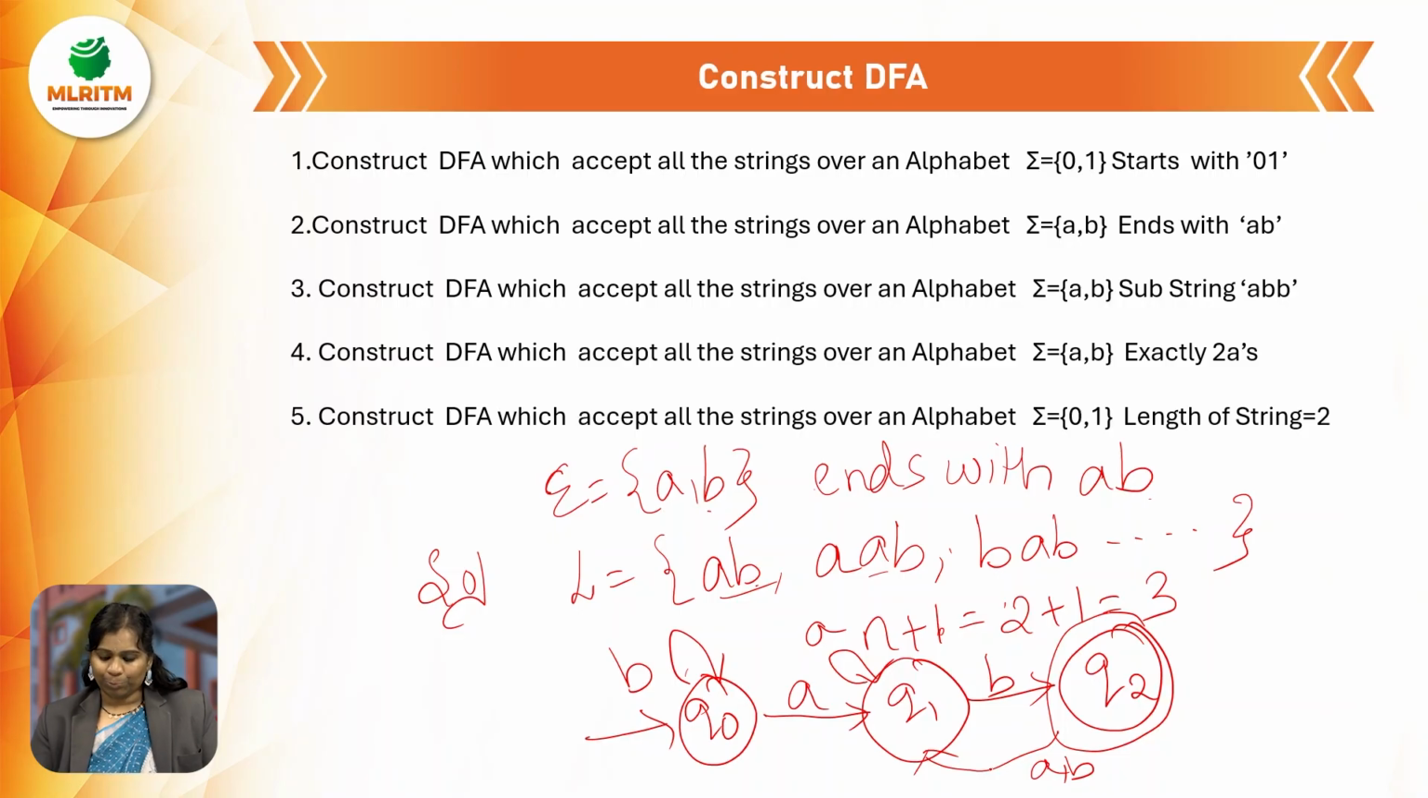Sorry, I am sending only A, and B I am sending to the Q0. So, transition diagram, as I already said, rows are states and columns are input symbols. So, thank you.